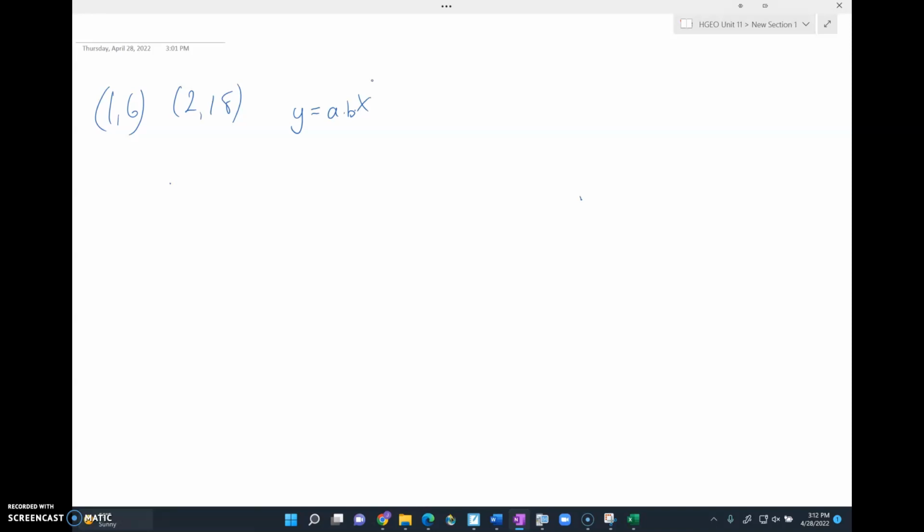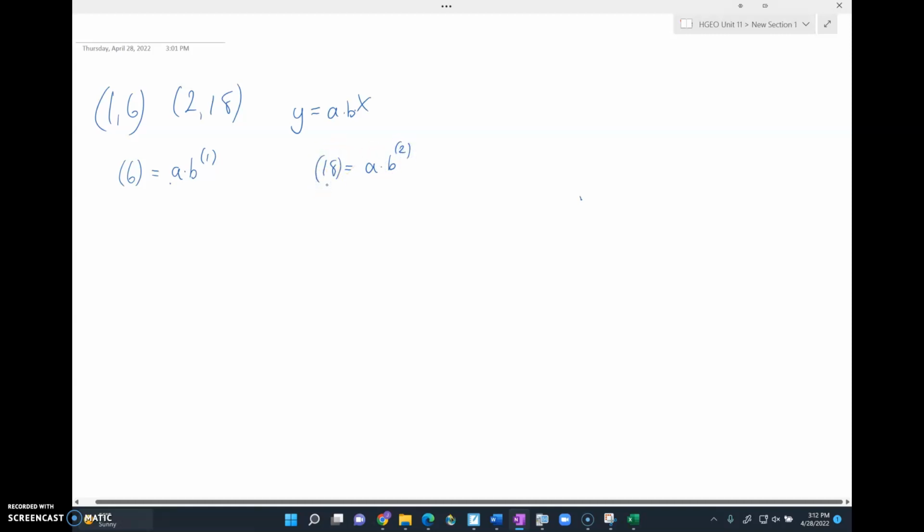Now, there are lots of ways to go through it. The way we're going to look at this is to plug in each pair of x and y into this, and I'm going to do it into 2 separate equations so that I end up with a system of equations like we've done previously.